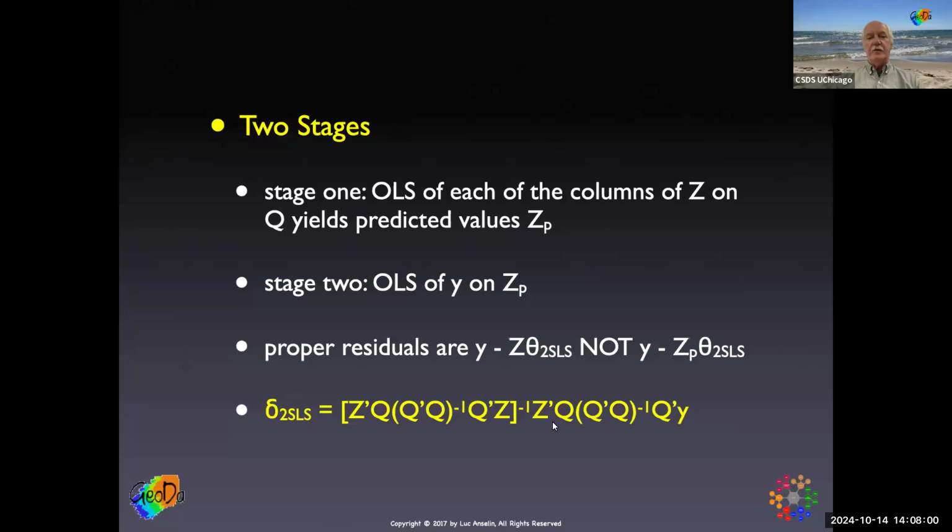To remember, Z is everything. It includes the endogenous variables. Q has all the instruments. So Q can be larger than Z. Doesn't matter, because in the end, this makes sure that it's square.